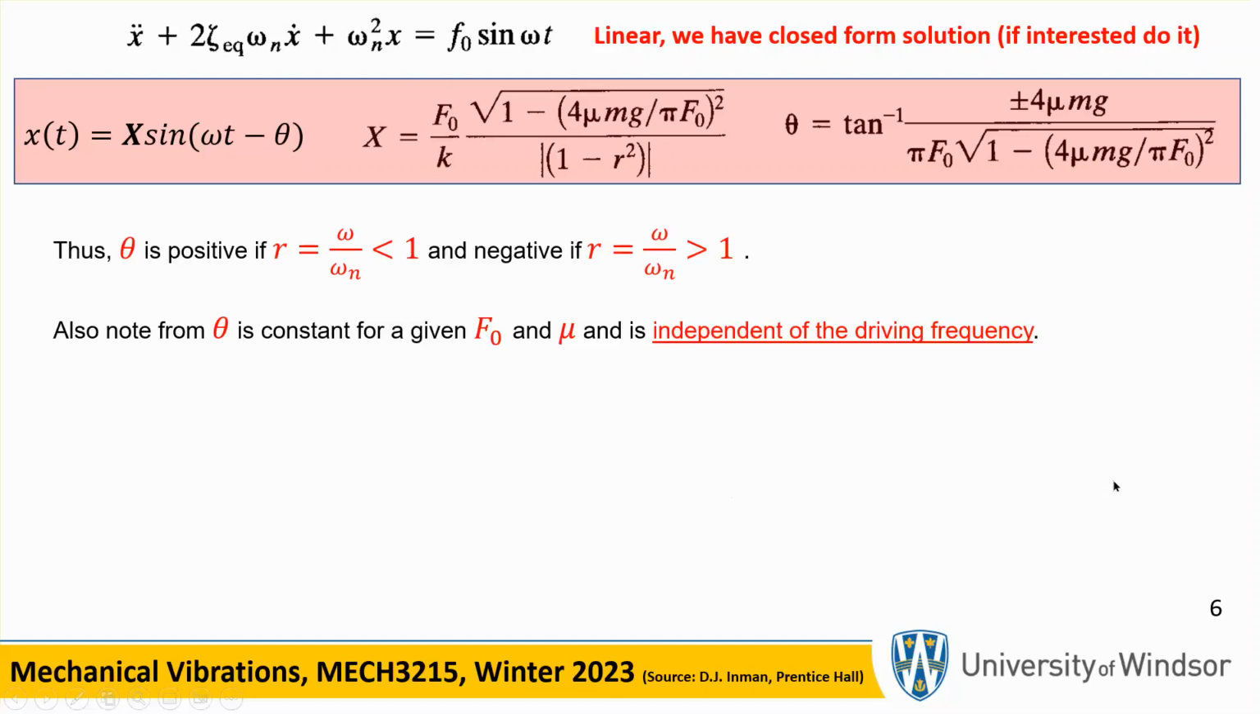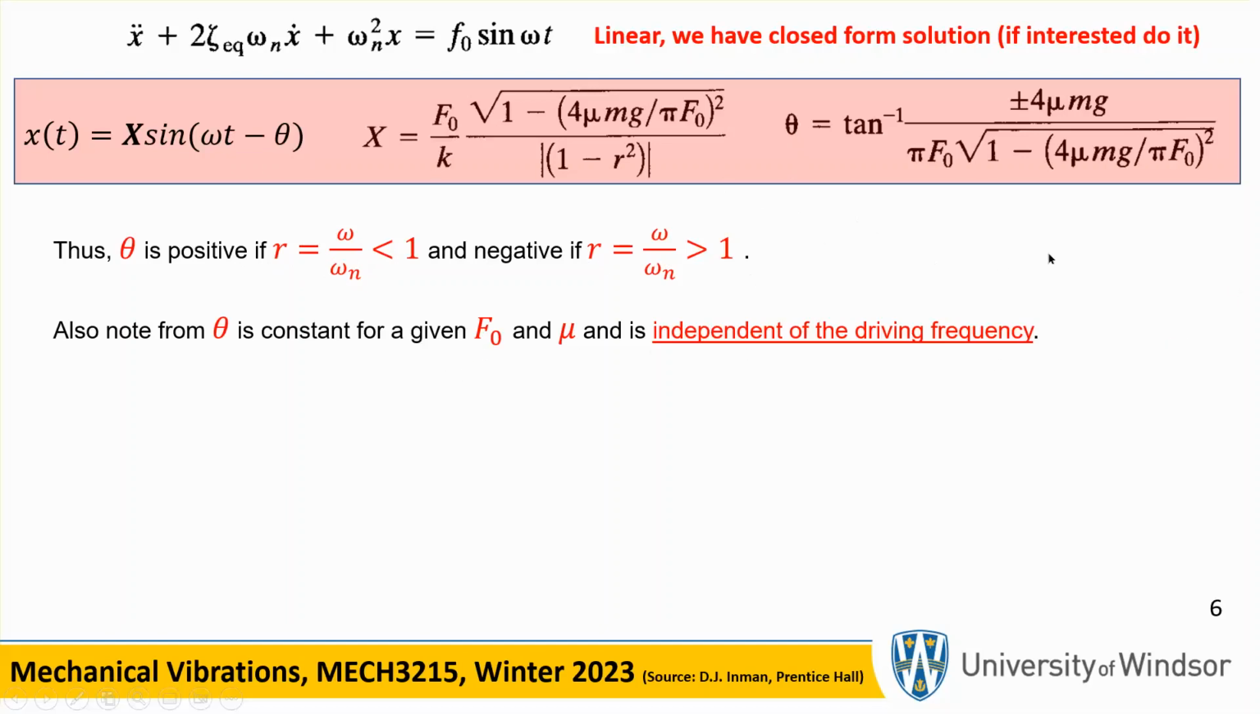A couple of things. Notice that first of all, when you look at this phase angle, if r is less than 1, if you work it out, now I haven't done it here, I haven't written this in terms of r, but it's very easy to write it in terms of r. It shows you that if r is less than 1, in other words, the driving frequency is larger than the natural frequency, this is going to become positive, theta is positive, otherwise it's going to become negative.